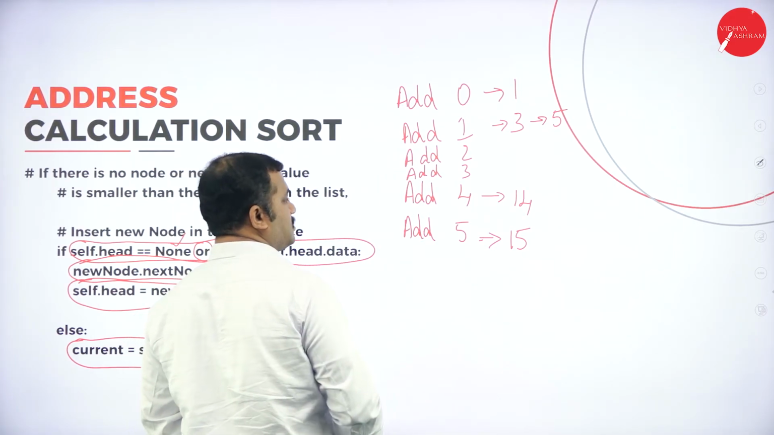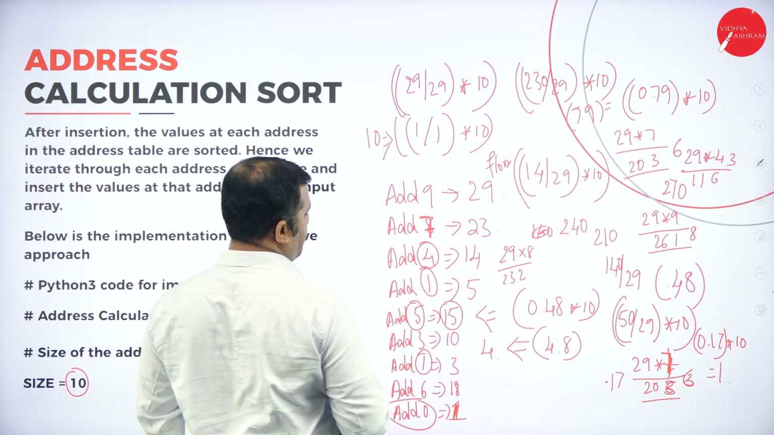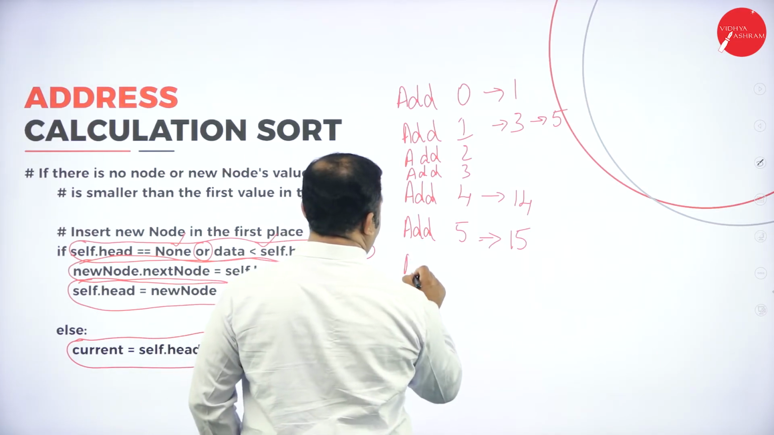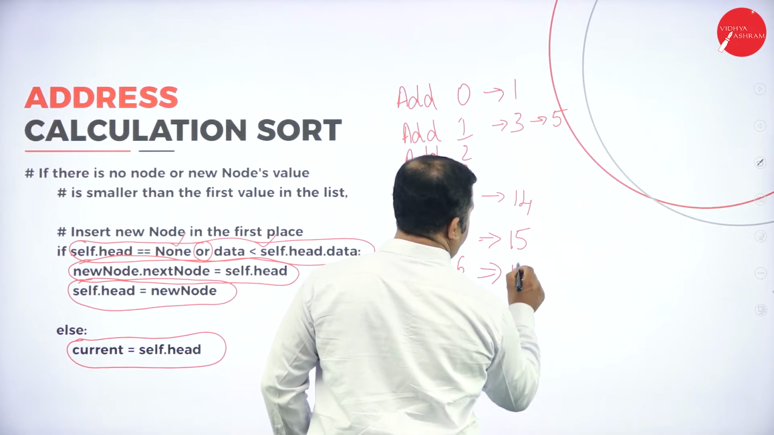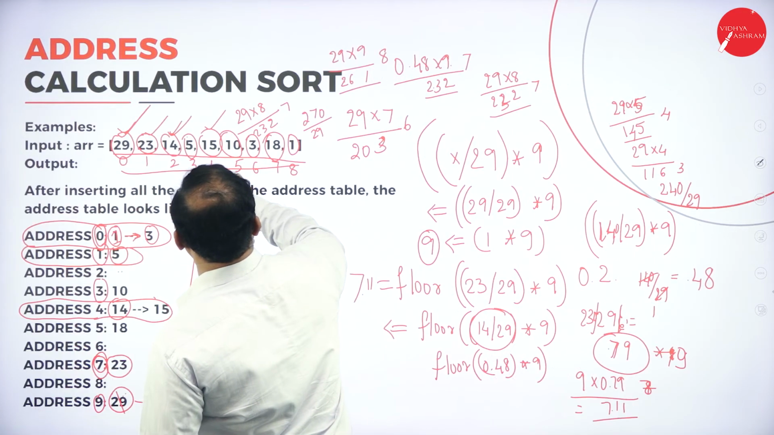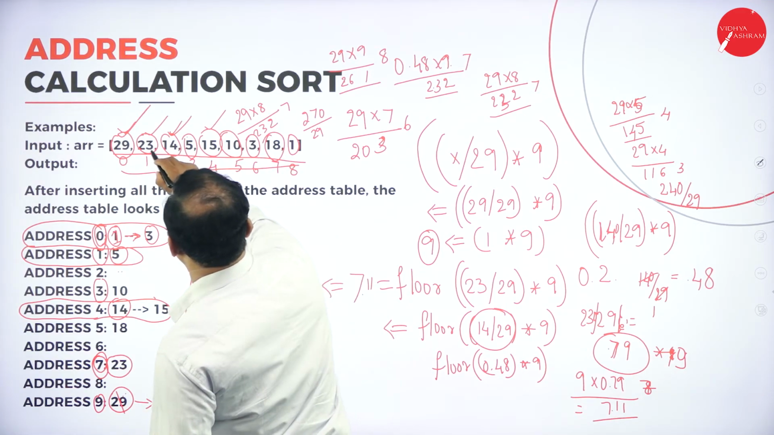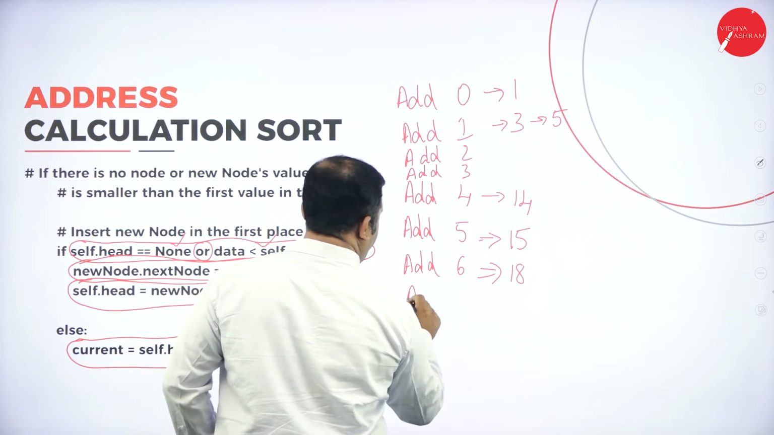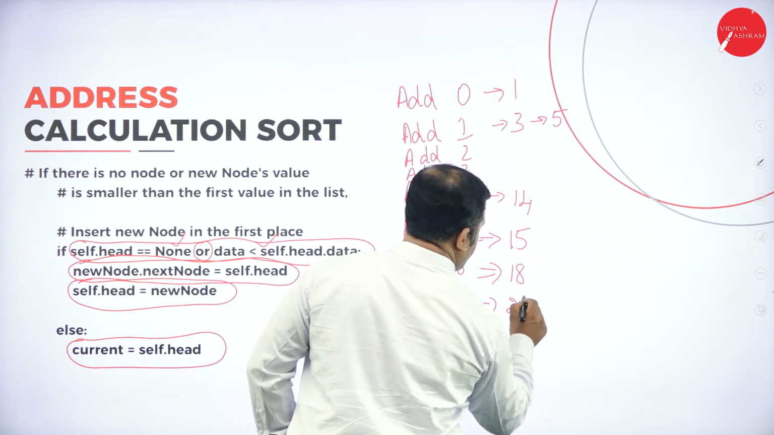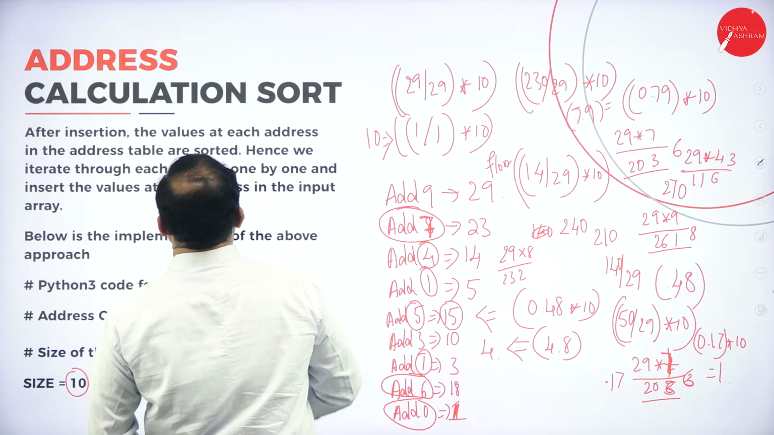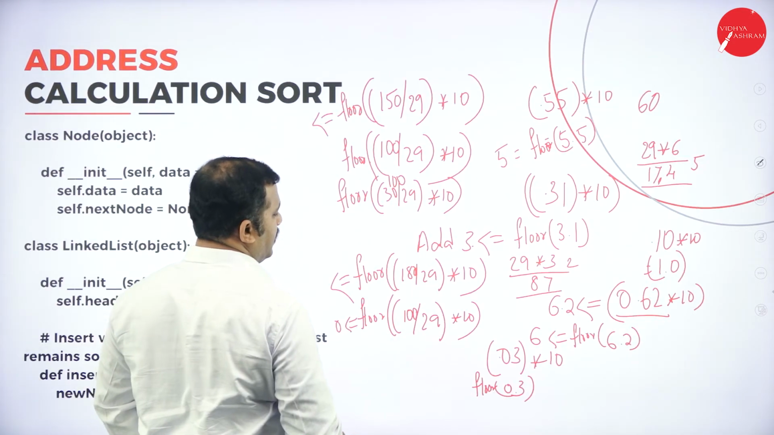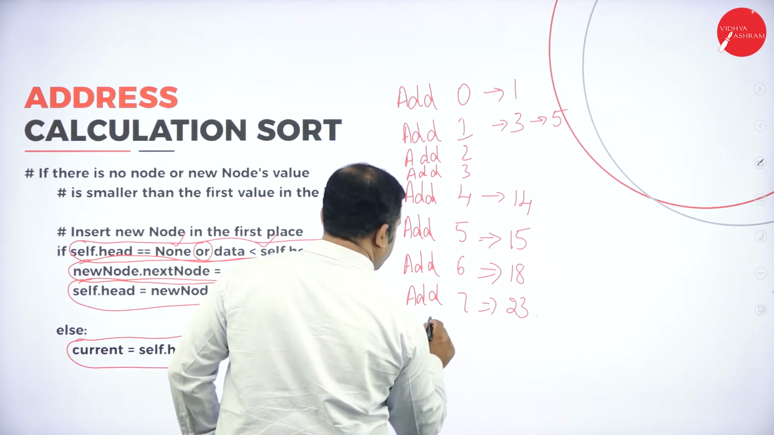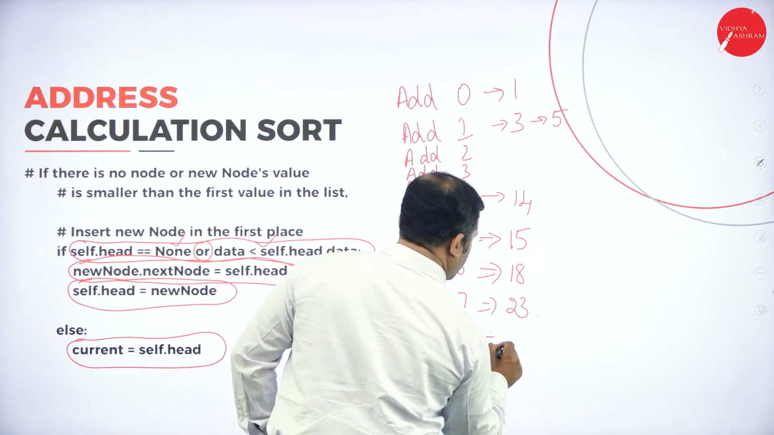Which is the next item in the list? That is, after 15, we have 18. 18 has to be stored in address table 6, address location 6. Which is the next item in this list? After 18, we have 23. 23 has to be stored in address table 7. Then, which is the next item? 29, I think. 29, yes. 29 is to be stored in which location? 9th location. So, address table 9 contains 29.